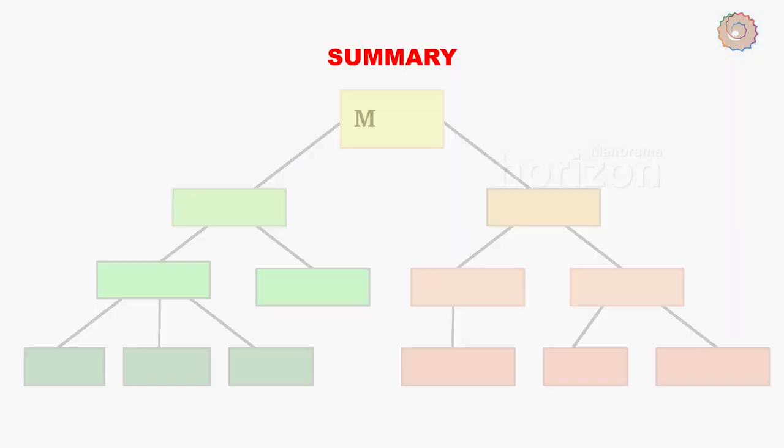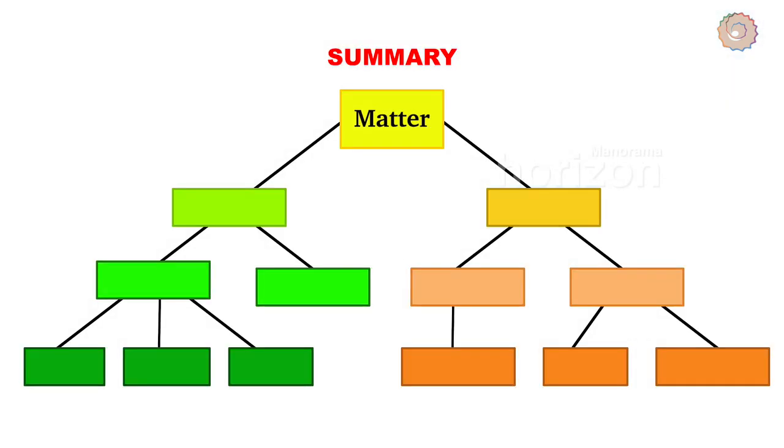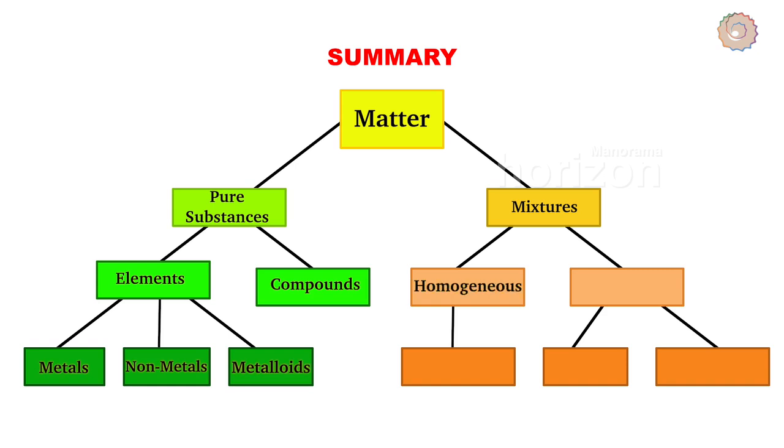So now, to conclude, matter is classified into pure substances and mixtures. Pure substances are further classified into elements and compounds, whereas mixtures are further classified into homogeneous and heterogeneous mixtures. A true solution is an example of a homogeneous mixture, whereas colloids and suspensions fall under heterogeneous mixtures.